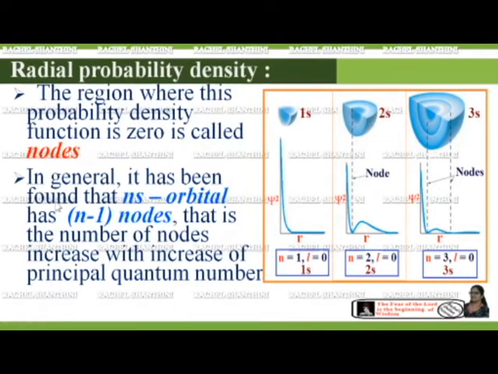In general, it has been found that an ns orbital has n-1 nodes, that is, the number of nodes increases with an increase in the principal quantum number. So here in the 2s orbital, we have only one node, and in the 3s orbital, we have two nodes.